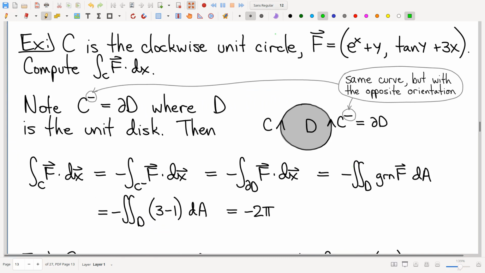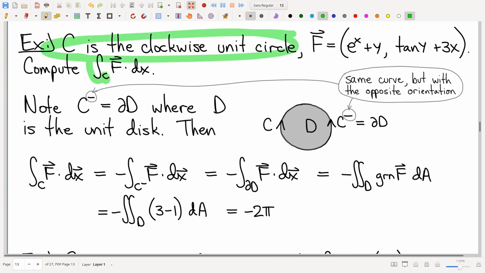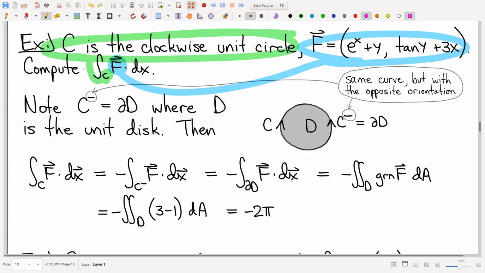We have ourselves a curve, C. We have a vector field, F. And we are being asked to compute this vector line integral. Now, first observation I'm going to make about that example: it does not announce itself as being a Green's theorem problem. It just says compute the vector line integral.